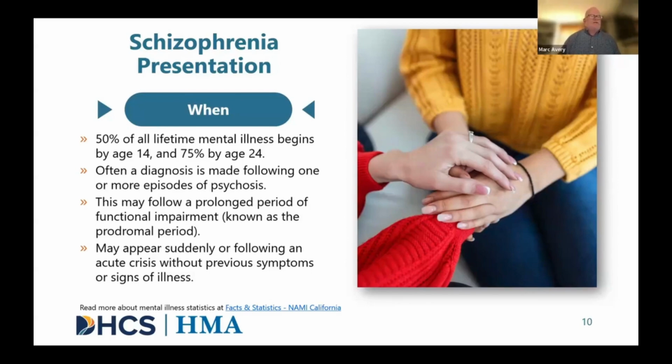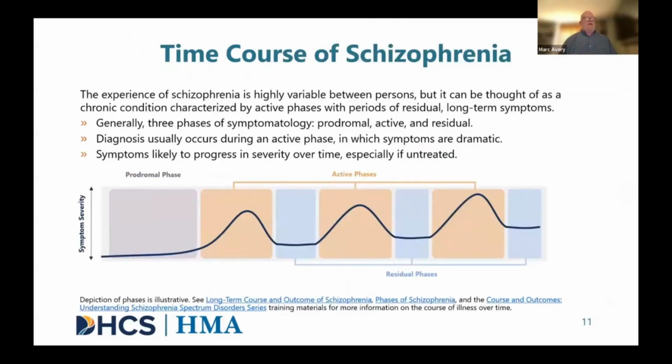Keep in mind that although schizophrenia often presents in late teens or early 20s, referrals to the CARE Act program are more likely to occur a little bit later after initial symptoms occur and after attempts at less restrictive measures have been tried. As we move on to the next slide, we depict how schizophrenia may be experienced over time, known as the time course of schizophrenia.